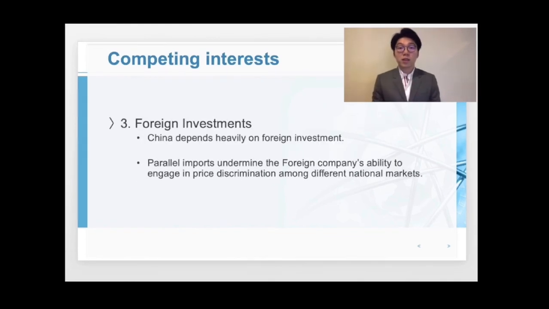Third, China depends heavily on foreign investment as a driver of its economic growth, and foreign investment plays a significant role in China's remarkable rise in the world economy. Most companies will likely wish to be able to block the unauthorized importation of gray market goods, because such imports will undermine the company's ability to engage in price discrimination among different national markets. A company desires the ability to price products in different countries at varying prices in accordance with the financial ability of the consumer in that particular country to pay for the goods.